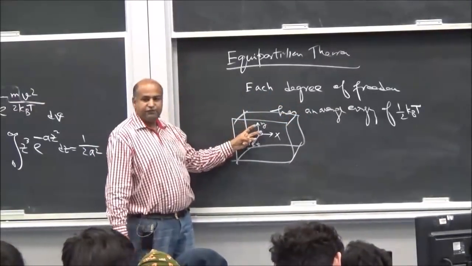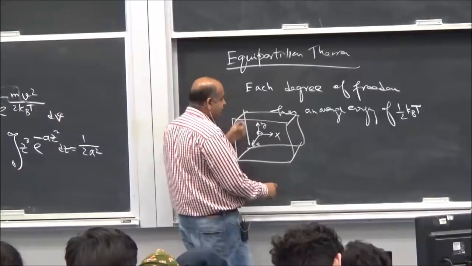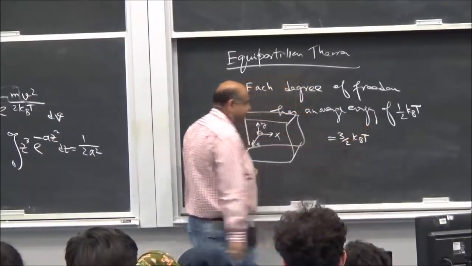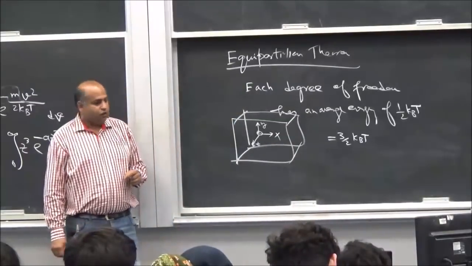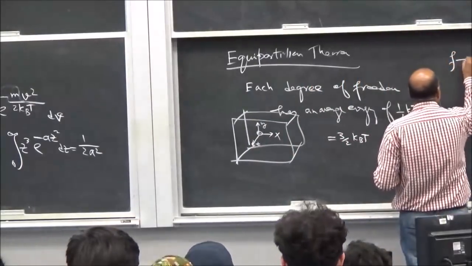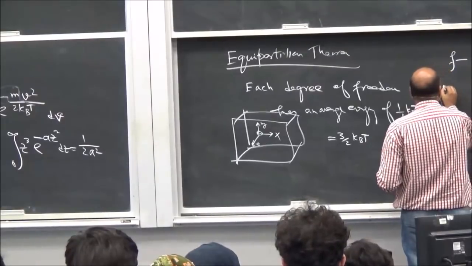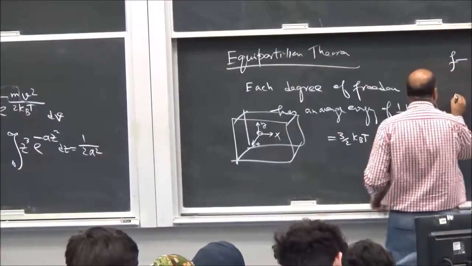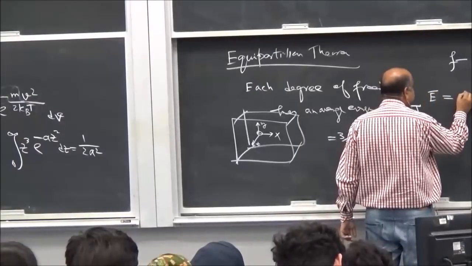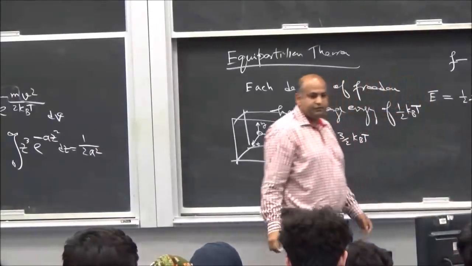So इसमें 3 degrees of freedom है, तो total energy कितनी होगी? Average total energy एक particle की कितनी होगी? 3 by 2 kbt. And in general, if you have f degrees of freedom, then the average energy of particle is half f kb.